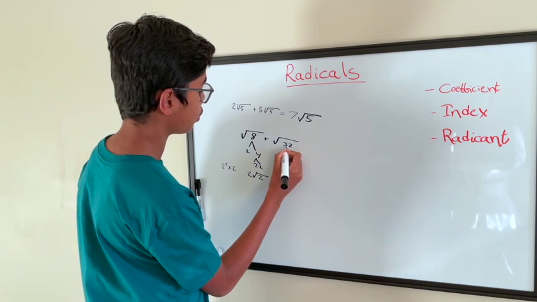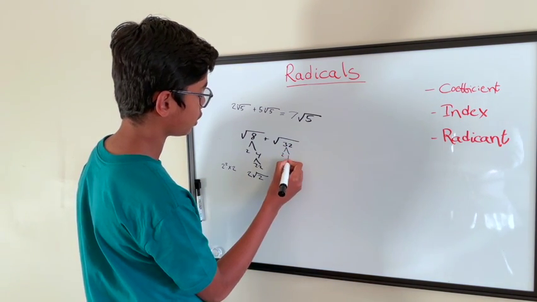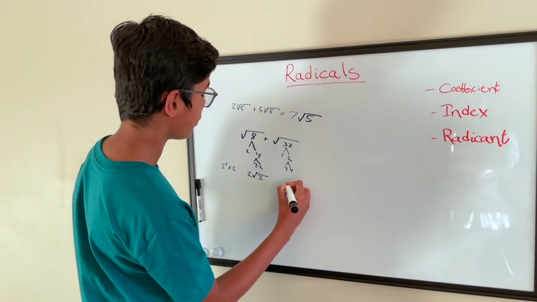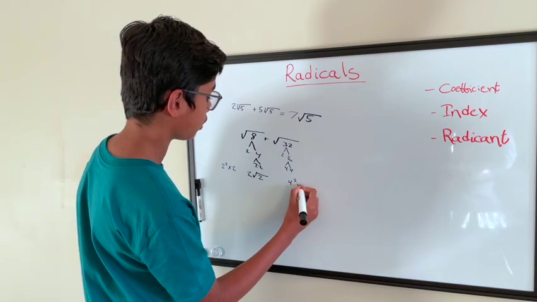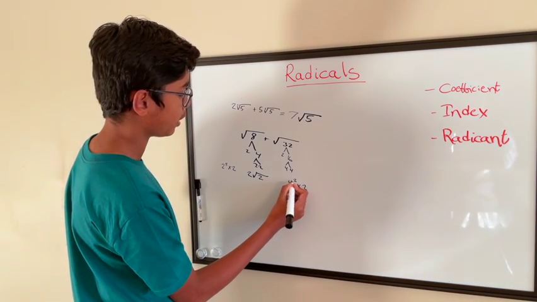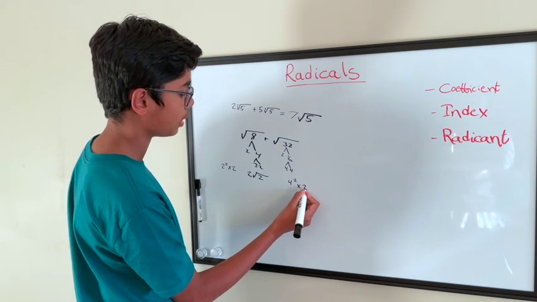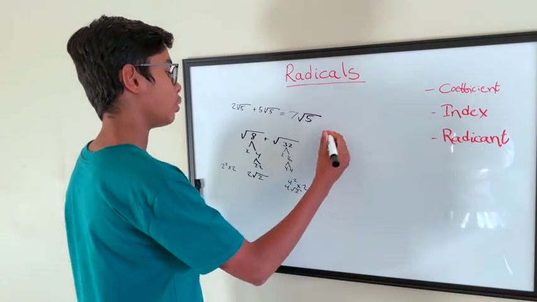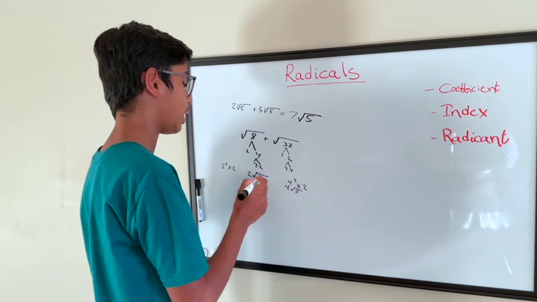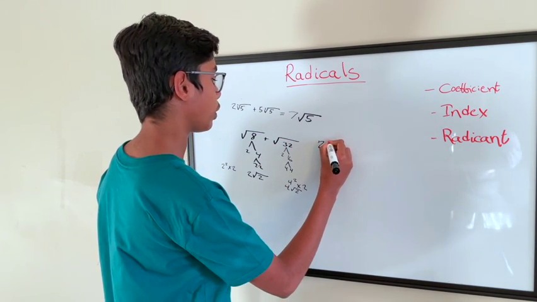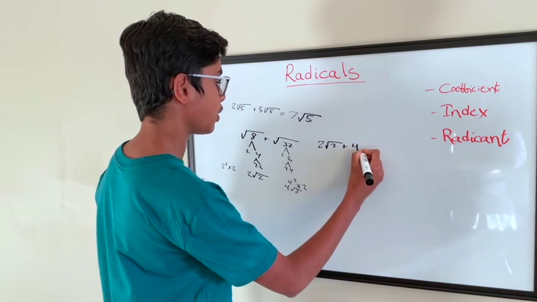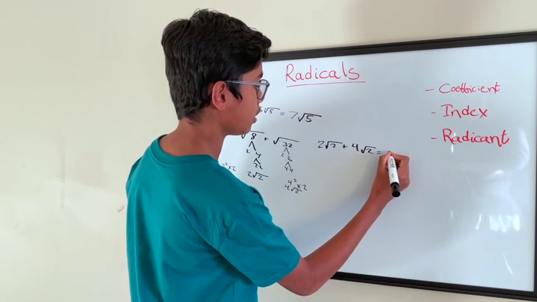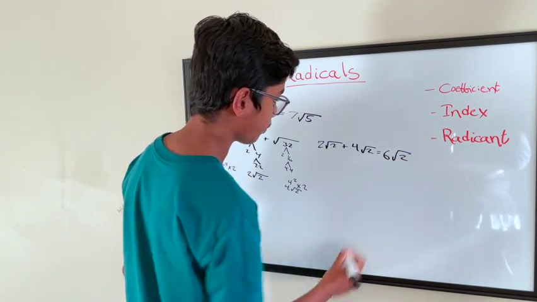For this one, we can do 2 and 16, and this can be 4 and 4. So it'd be 4 squared times 2. The square root of 4 squared would be 4, and the square root of 2 would be the square root of 2. So this is 4 square root of 2. So we have the square root of 8 plus the square root of 32. Now that we've simplified it, it is 2 square root of 2 plus 4 square root of 2. So we just need to add the coefficients, and that would be 6 square root of 2.